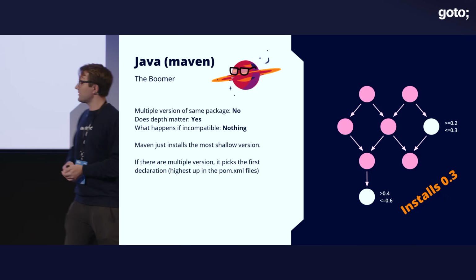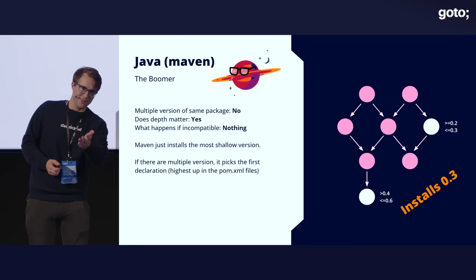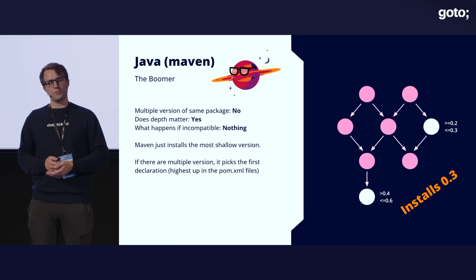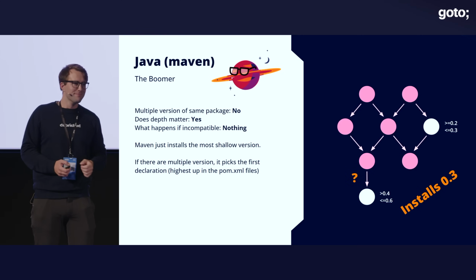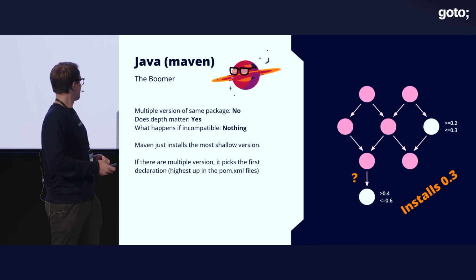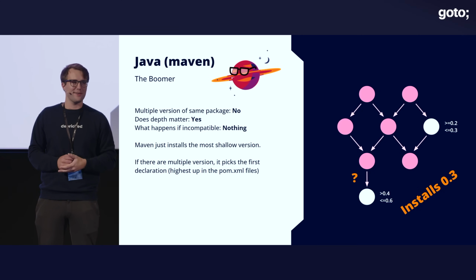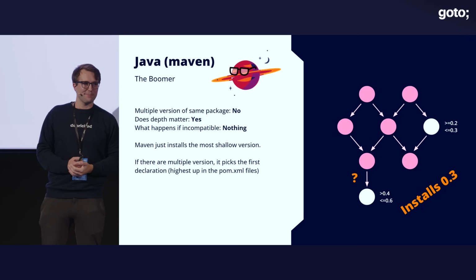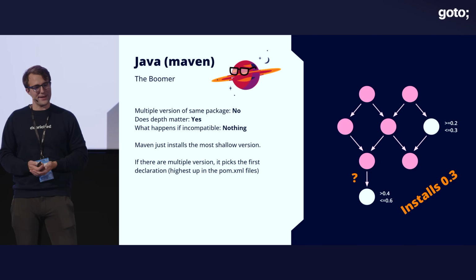So in this case, we will actually install 0.3 because I picked that's highest up in the POM file for this example. But what will happen down there? Well, that's your problem. So yeah, no particular help from Maven there. Hopefully you have really, really good test coverage that tests all the edge cases down to this particular execution path.